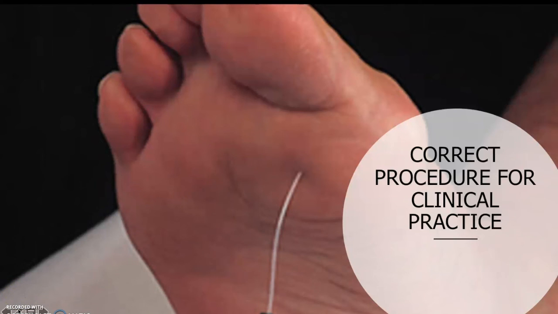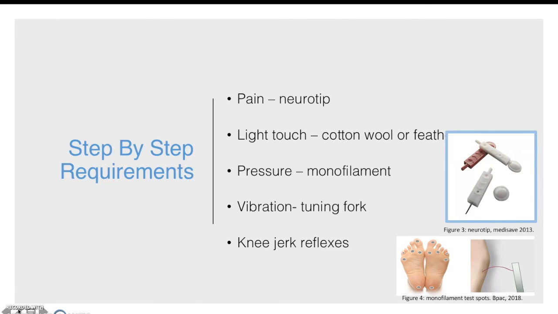Correct procedure for clinical practice. Prior to undertaking a neurological assessment, a thorough explanation of the tests that are going to be performed needs to be provided to the patient. Consent must be granted by the patient, and the 5 moments of hand hygiene must be performed. Some neurological tests that may be undertaken include pain, light touch, pressure, vibration, and knee-jerk reflex.